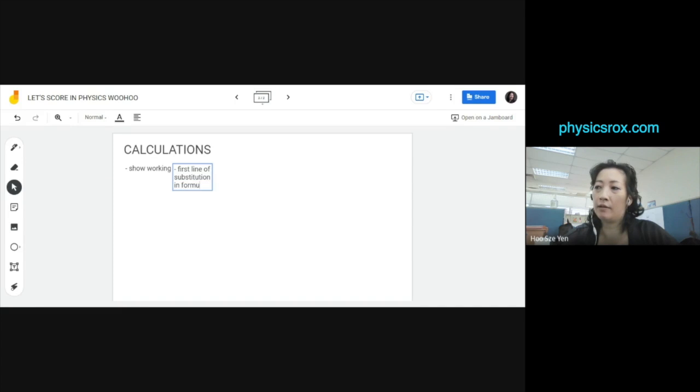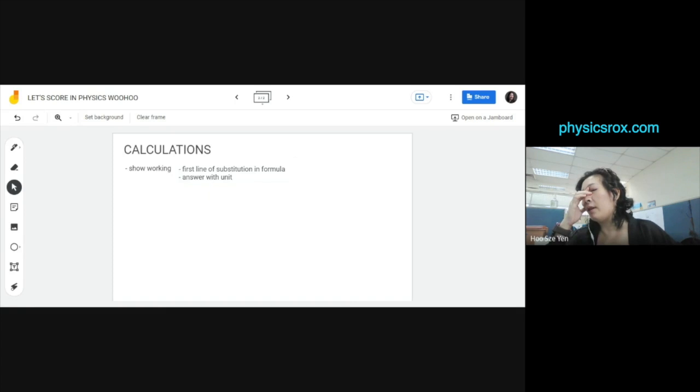In the formula, and then you must also write the correct answer. Obviously, you must write correctly. And you must write the answer with unit. If your final answer doesn't have a unit in SPM, they won't give you marks. You give me the final answer, but no unit, cannot. Okay, answer with unit.